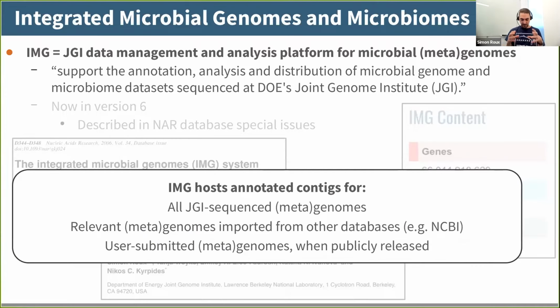So what do we have in IMG? That's one of the important parts I need to explain so that you can understand where IMGVR data comes from. IMG hosts, in terms of metagenomes, three types of contigs. We have all.